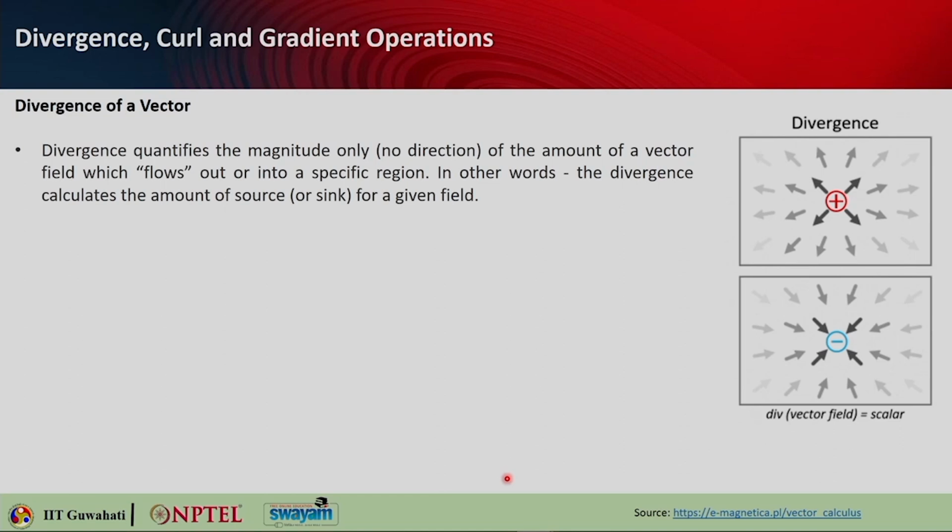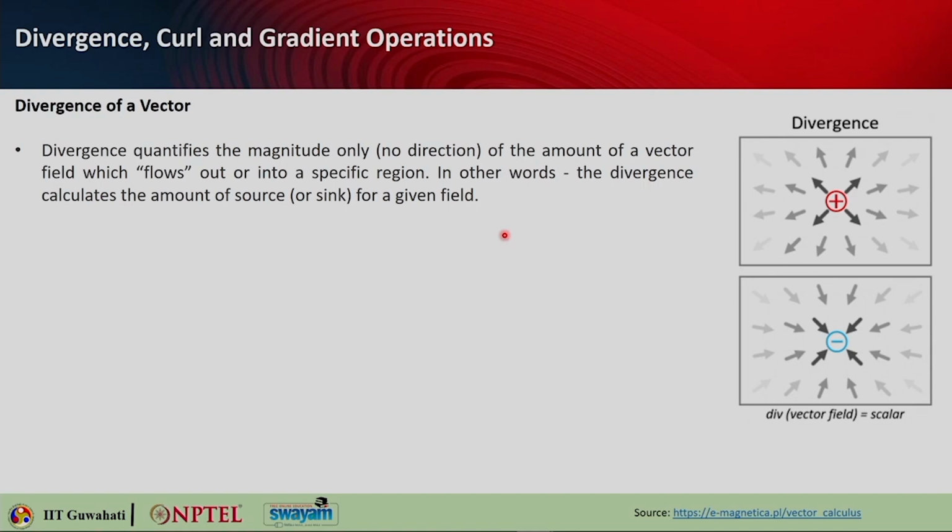Now let us look into the other operator, which is divergence. Divergence quantifies the magnitude; there is no direction associated. So if you take the divergence of a vector field, you will get a scalar field. That is why it is written that divergence of a vector field gives you a scalar field. It tells you the amount of a vector field which flows out of or into a specific region. In other words, the divergence calculates the amount of source or sink for a given field, so you can identify the source or sink from the divergence. If there is no source or sink, the divergence will be 0.